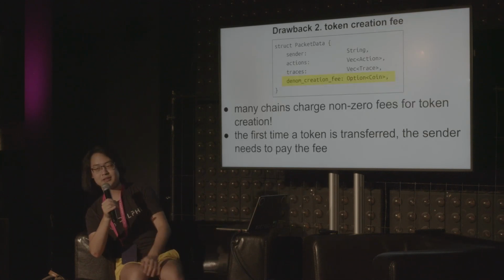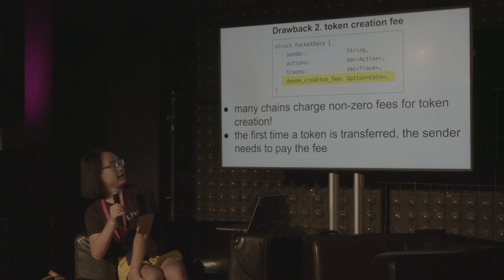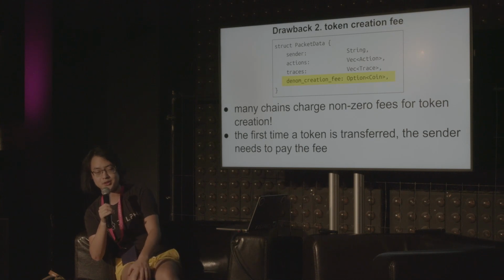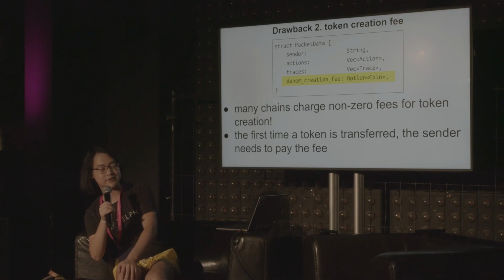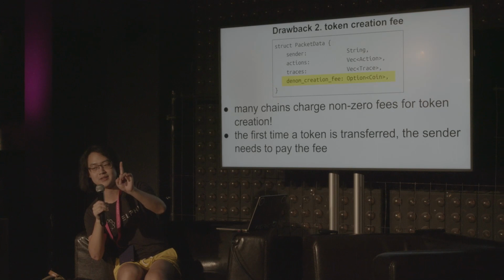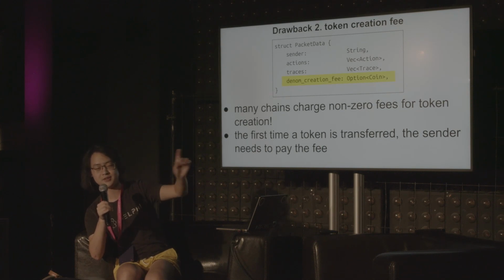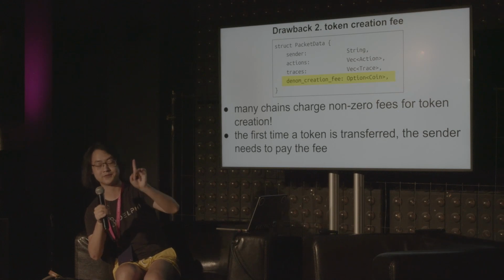Drawback number 2 is the token creation fee. So ICS-999 uses the token factory module to register new IBC denoms. However, for most chains that have token factory, they have a non-zero denom creation fee. So that means the very first time you send a token from one chain to another, you need to pay a fee on the recipient chain for creating that denom. You don't have to pay the second or third time, you just need to pay the first time.